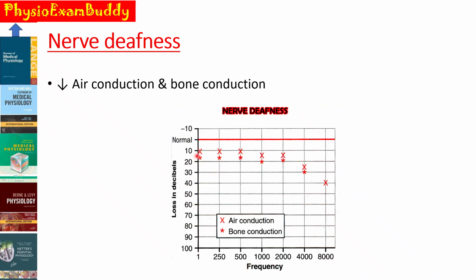You can see here that in nerve deafness, both the air conduction as well as the bone conduction are decreased. Here the X mark, the cross mark, shows the air conduction, and the star mark represents the bone conduction. Both these are decreased in nerve deafness or sensorineural deafness.